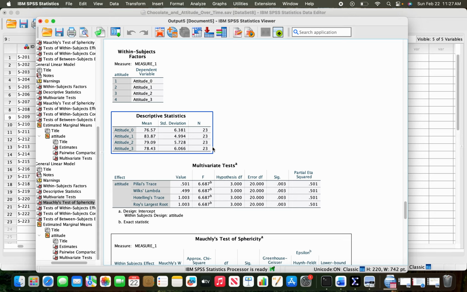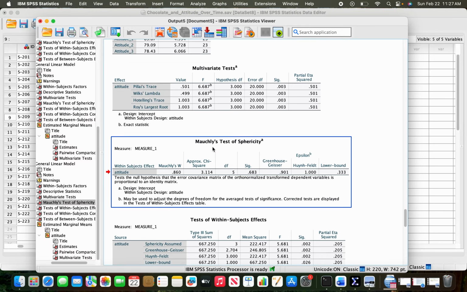Attitude about chocolate before the chocolate bar was about 76 points out of 100 as a mean. And then it did peak 5 minutes post chocolate, and then it did move back down after 1 hour and after 4 hours. But it never actually reached its original mean. But okay. So we're first off going to look at Mauchly's test of sphericity.